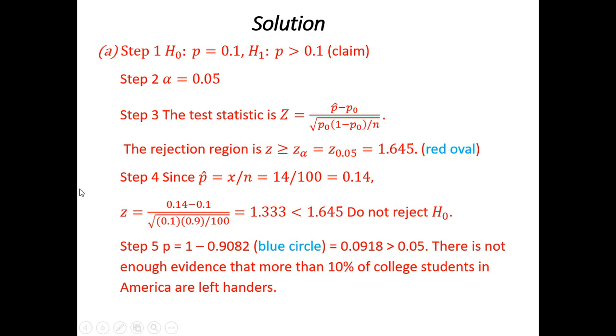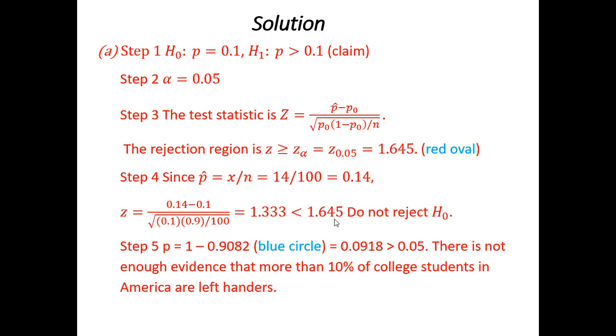Next, we look at our P hat. P hat is X over N, so X is the number of successes, in this case, the number of people that are left-handed. So we get 14 over 100, 0.14. So in our numerator, we have 0.14 minus the hypothesized proportion, which is 0.1. We get that from right up here. This gets divided by 0.1 times 0.9, right? We're substituting into this formula, over 100. So when we work this out, we see that Z is 1.333. That's less than our critical value, 1.645. So the statistical conclusion is do not reject the null hypothesis.